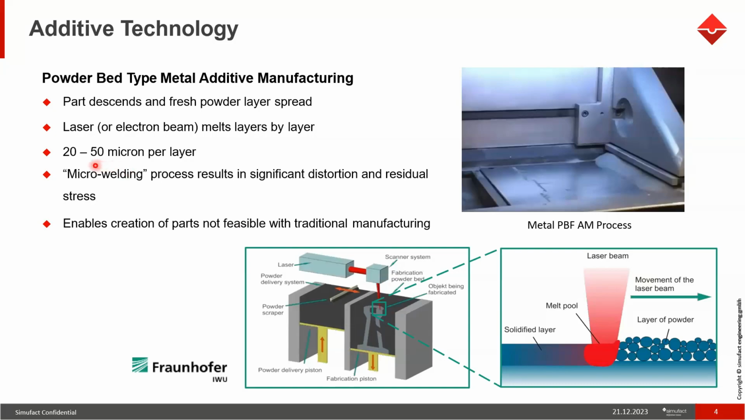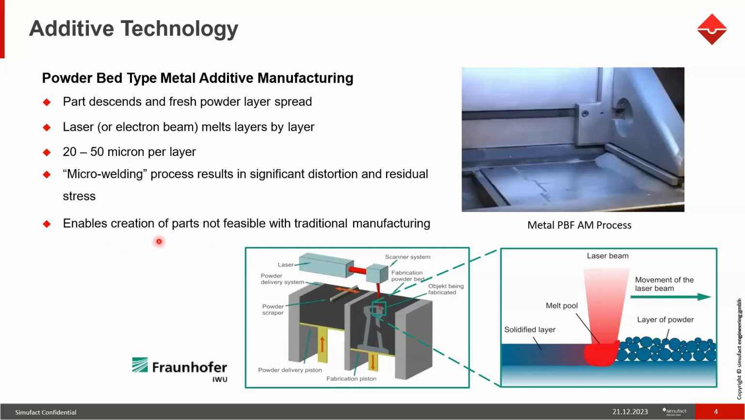Then one layer of powder might be something like 52 micron per layer. And something like a micro welding process results in significant distortion and residual stress. So this also results in significant distortions and residual stress because there is a sudden heating of the powder, then there is melting of the powder, then there is solidification happening. So a lot of things happen, thermal wise and metallurgical wise, during the process.